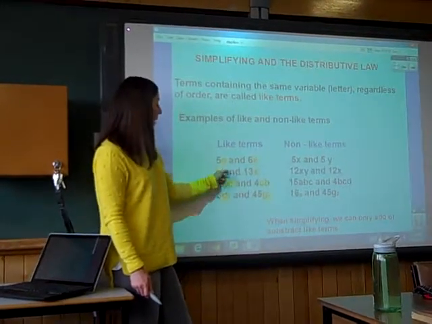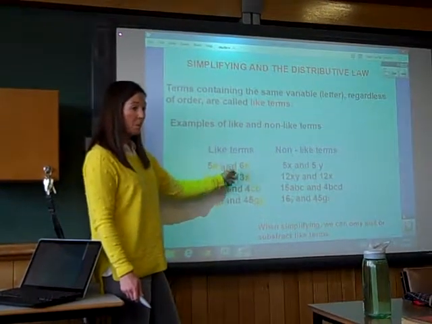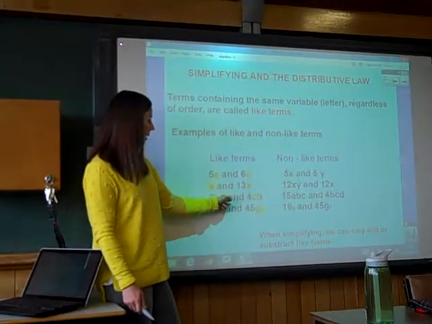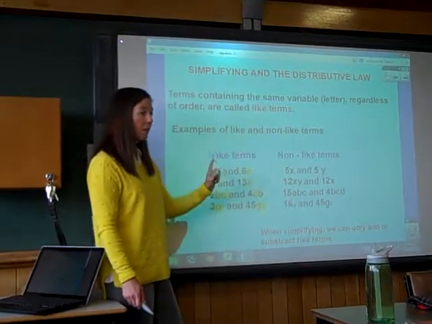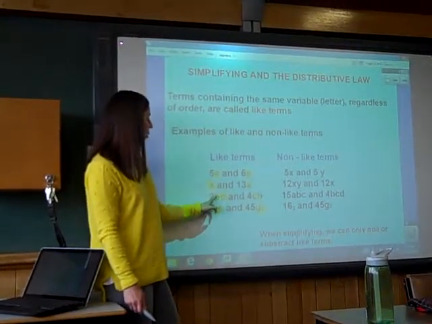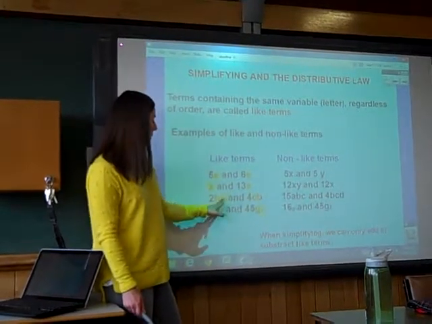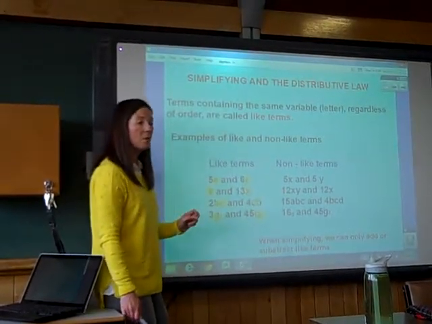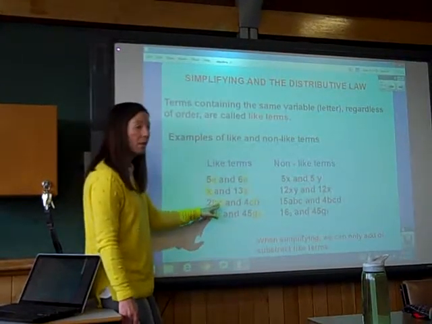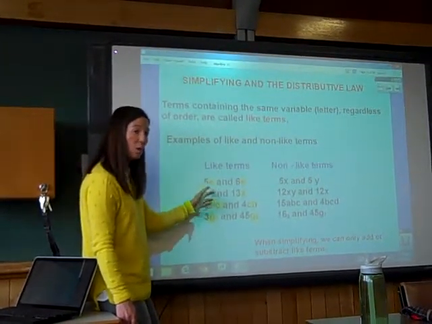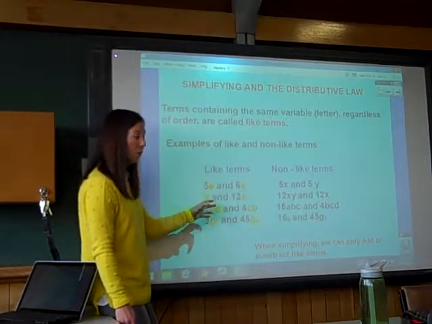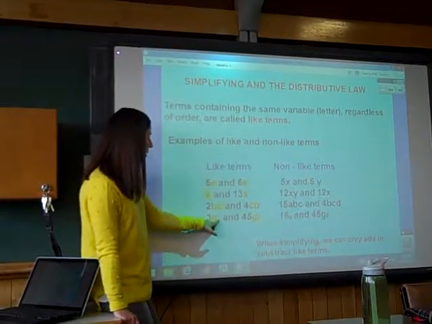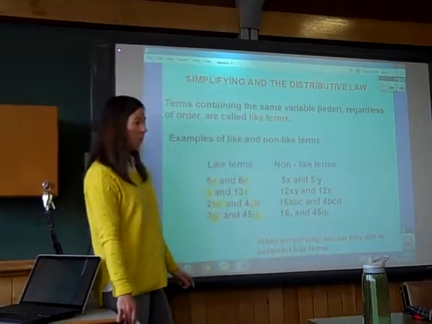X and 13X are both like terms because they both contain an X. BC and CB, now this is an interesting one because it's 2BC and 4CB, but because they both contain a C and because they both contain a B, we call them like terms. It doesn't matter which order the letters are written. As long as they've got the same letters, then they are like terms. Looking at the next one, G squared, G squared. So they are both like terms.